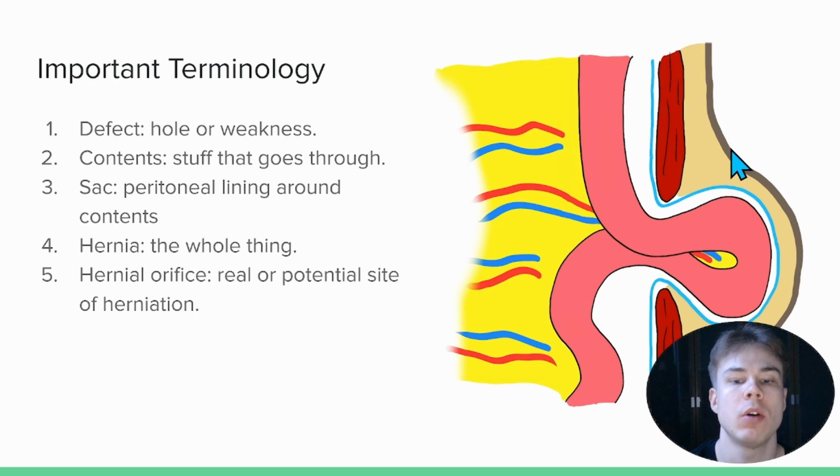And a hernial orifice is a real or potential site of herniation. So when we talk about hernial orifices, we're often talking about areas of the abdominal wall where there is inherently a bit of weakness, and thus they are sites where herniation might occur. For example, the inguinal orifices and femoral orifices, and the femoral canal, inguinal canal, and the umbilical area.